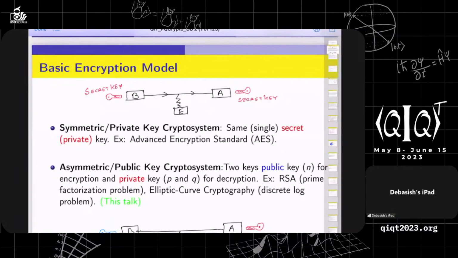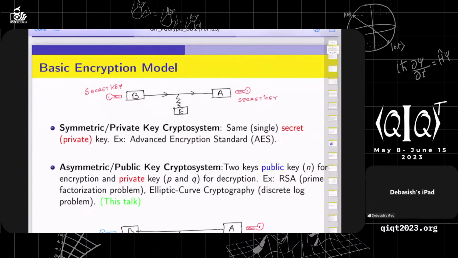So if you see, there are mainly two types of encryption model available. One is symmetric key or private key crypto system. Suppose B is intended to send some information to A, and in between E is some eavesdropper who is trying to tap the information. So this is basically a very generic model of any security system.